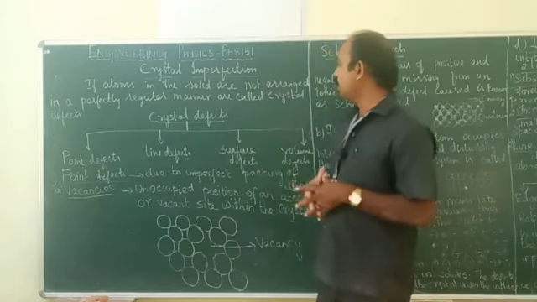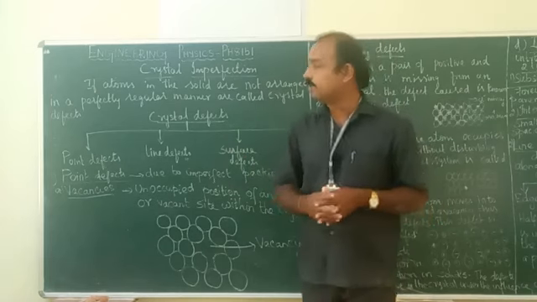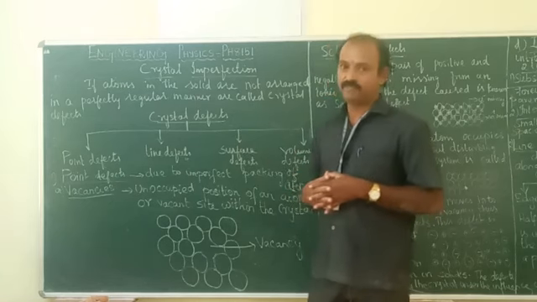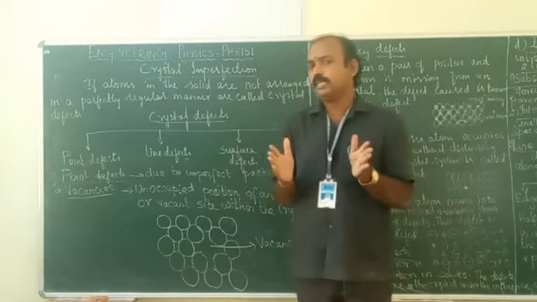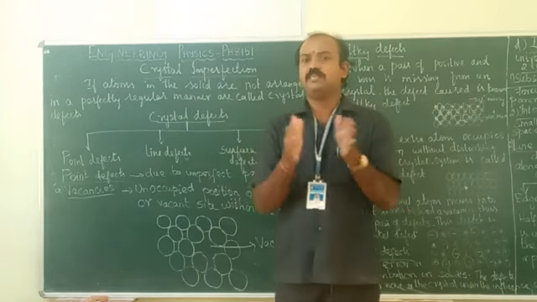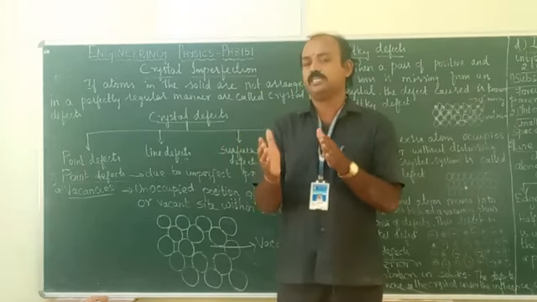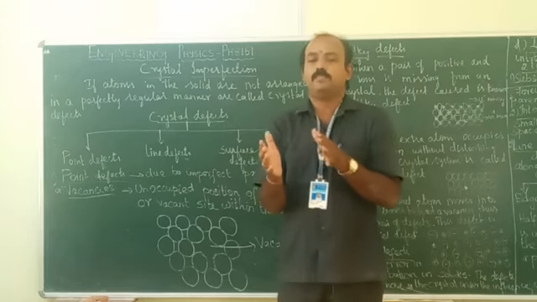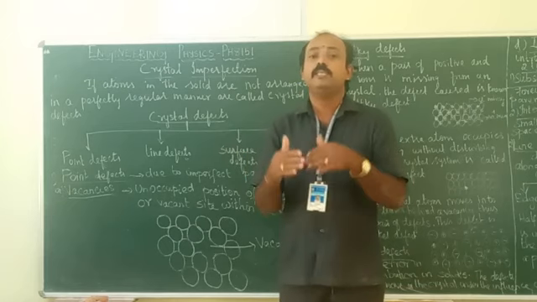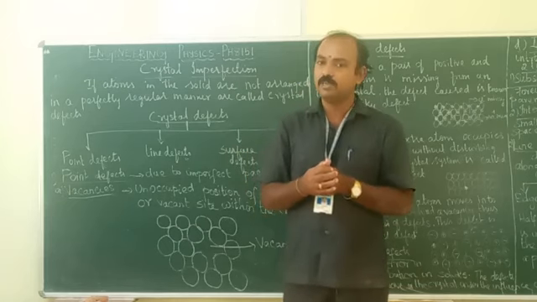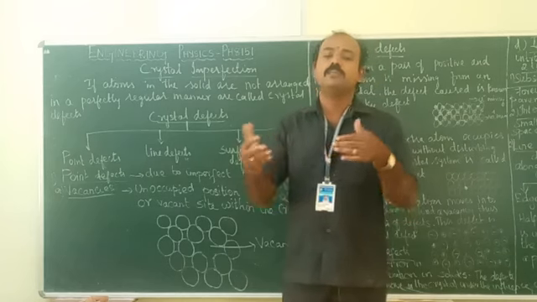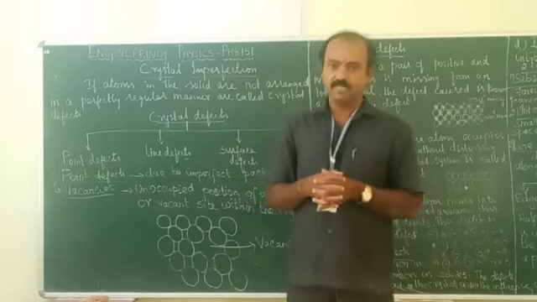If atoms in a solid are not arranged in a perfectly regular manner, that is called crystal imperfection or defect. Generally, a crystal means the atoms are arranged in a regular, systematic manner. If any dislocation or collapse of this arrangement, any disorder, is there in the arrangement of atoms, that leads to a defect, which we call crystal imperfection.